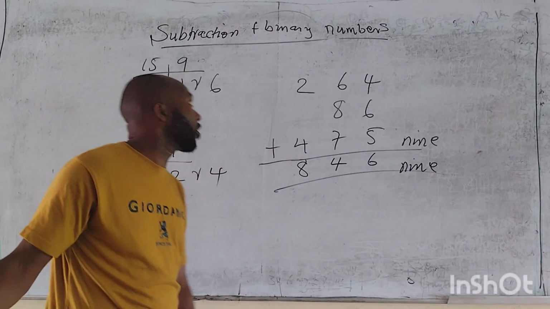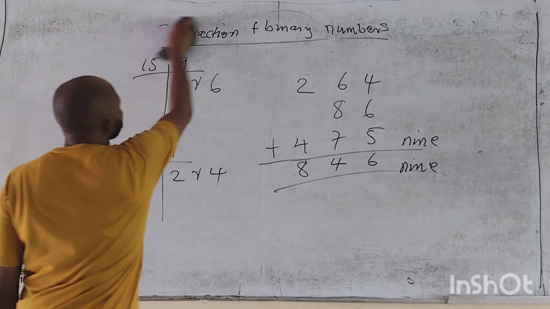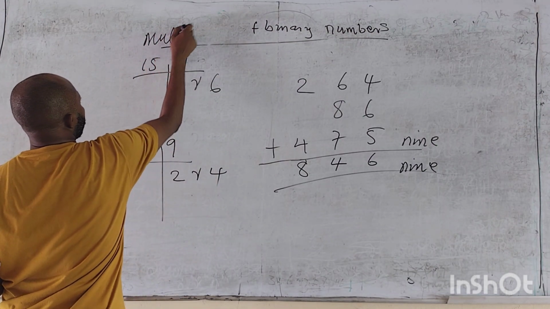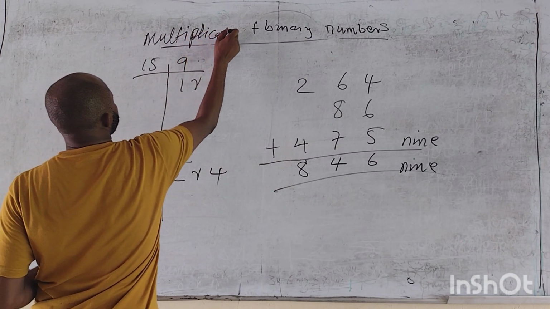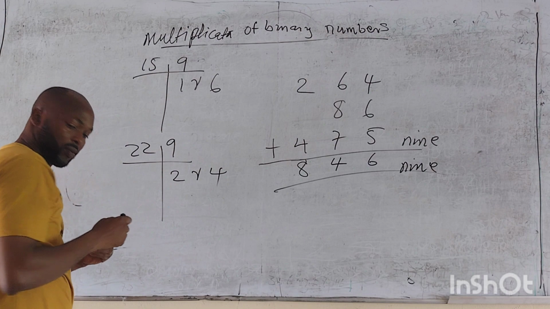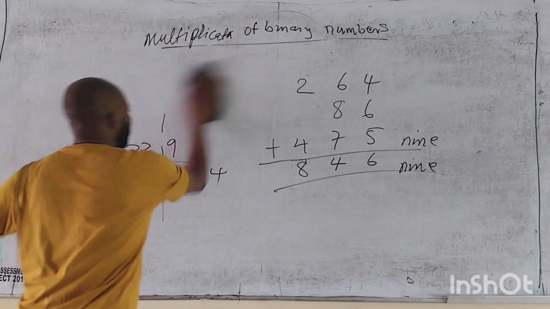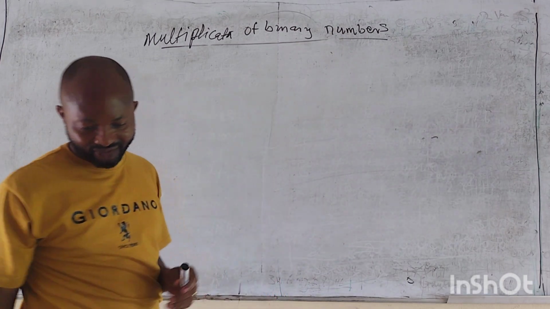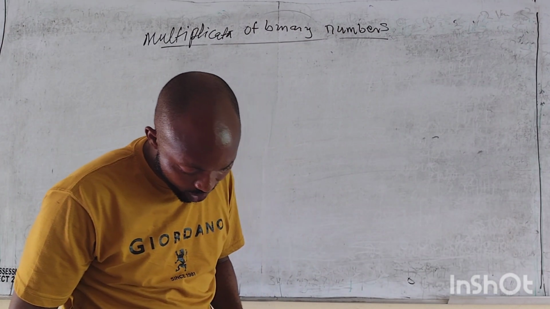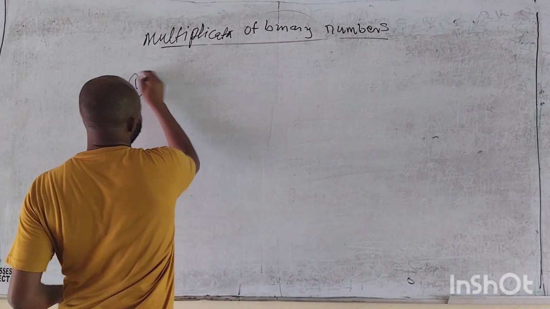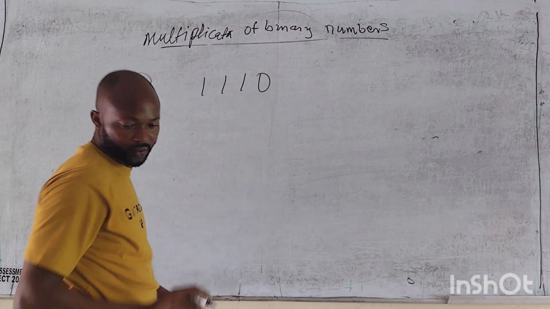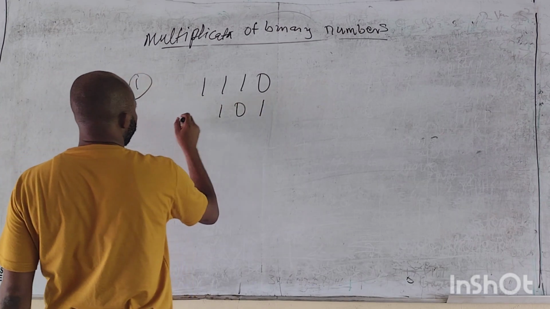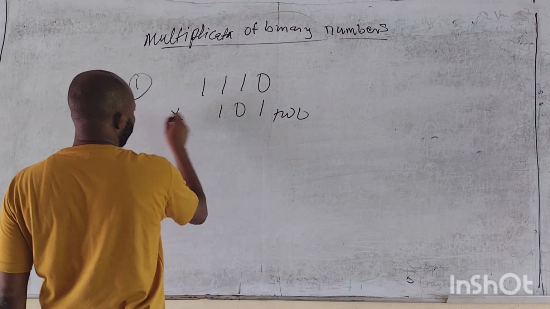Okay, multiplication of number base. Don't forget, in multiplication, example 1: 1110 times 101 in base 2. Let's say we should multiply.